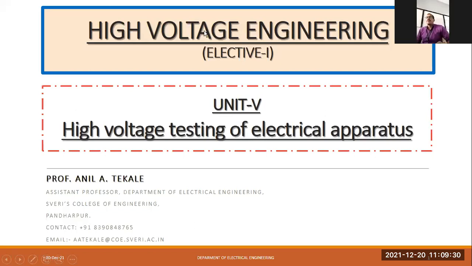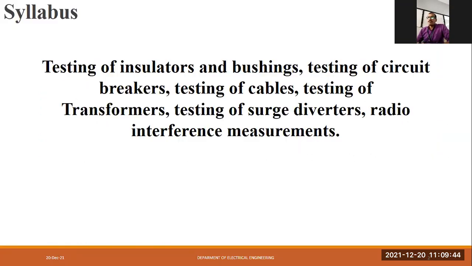Okay. Very good morning to one and all. As it is the last topic of Unit 5, high voltage testing of electrical apparatus, and the last apparatus that we are going to understand today, it is about the testing of surge diverters and radio interference measurements. That is the point we are going to cover today.